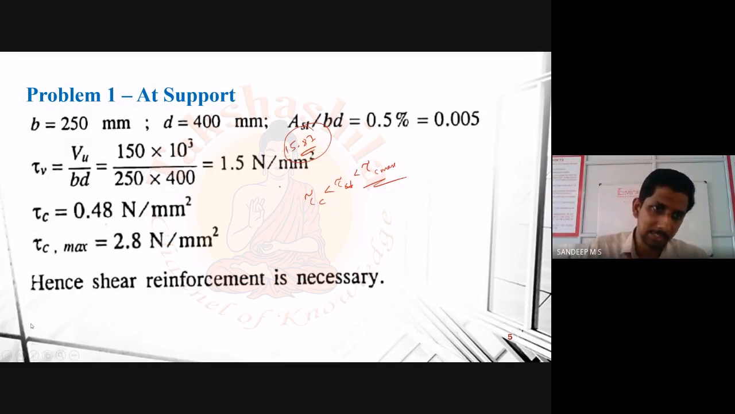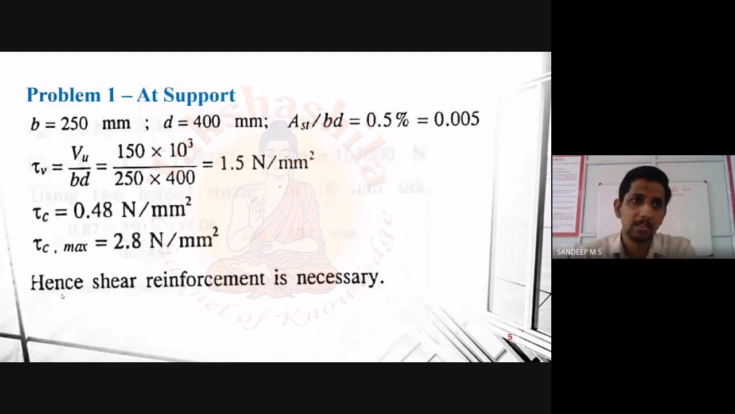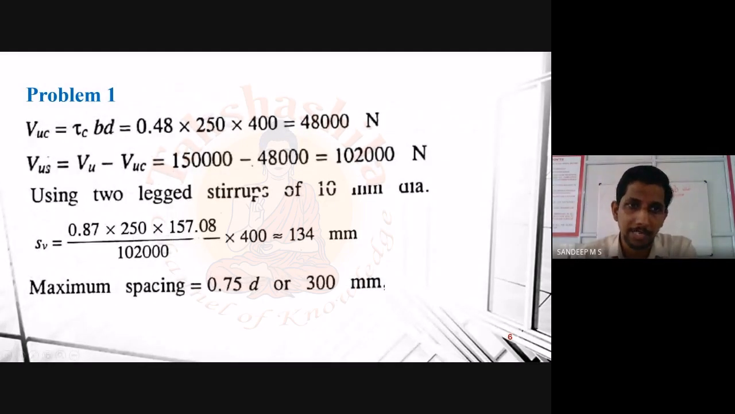For performing these checks, you will have some part of the marks for your university examination. If you complete up to this point, you will get some amount of credits. This is how they will split the marks. Now you have to calculate the value of VUC, and then find the value of VUS. For this also you will have some marks. Then the remaining marks will be for the actual shear design.